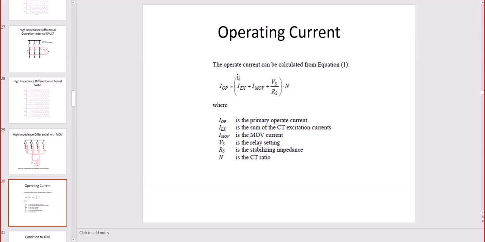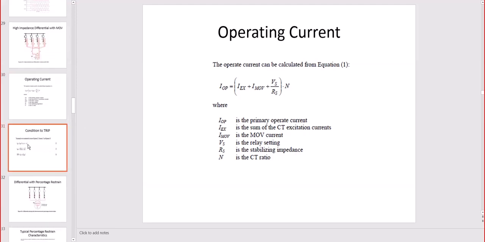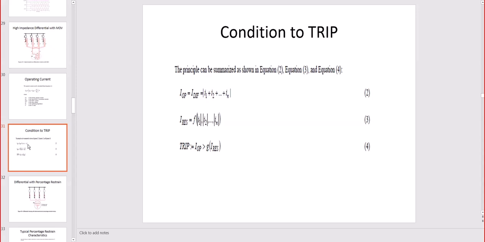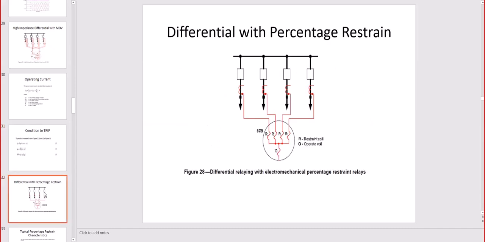Operating current, this is calculation of the operating current, and we will not insist on the formulas. And differential, so is restrained and the operation current. One is the summation pretty much of the current, and one is the difference between the currents, and the graph is between the two.